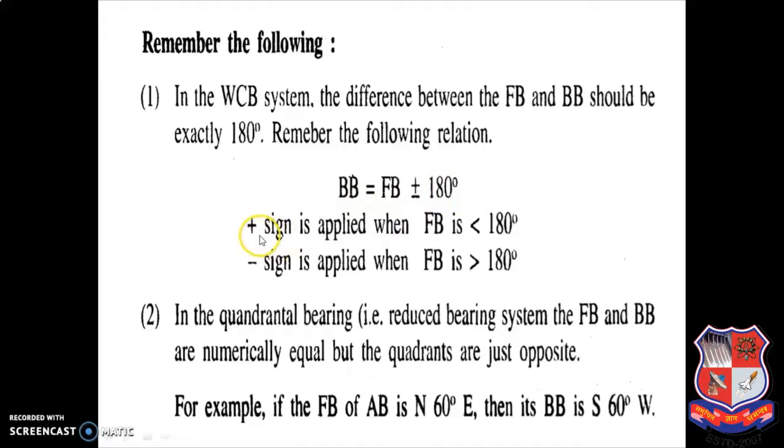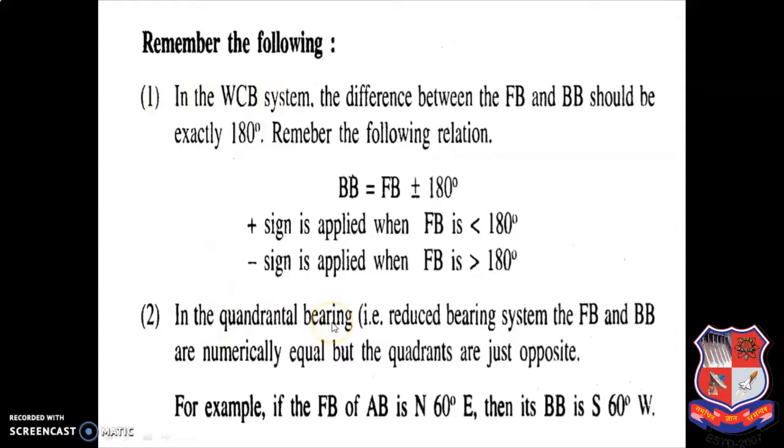The plus sign is applied when the value of fore bearing is less than 180 degrees, and the minus sign is applied when fore bearing is greater than 180 degrees, meaning the fore bearing value is more than 180 degrees. And you have to remember this only for the WCB system.